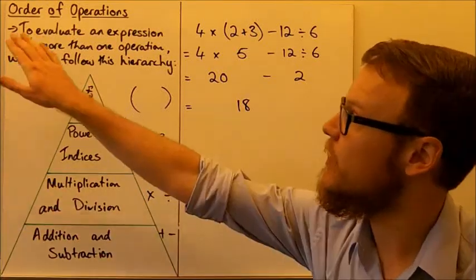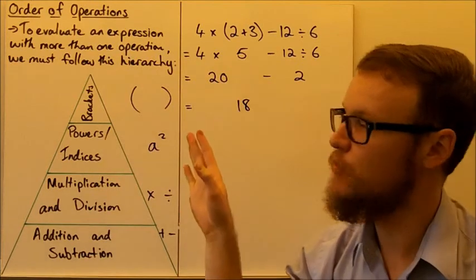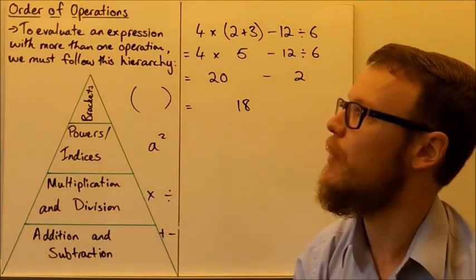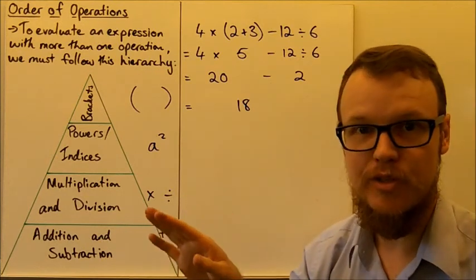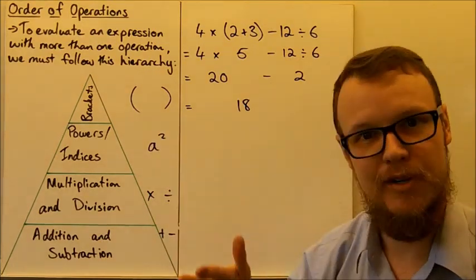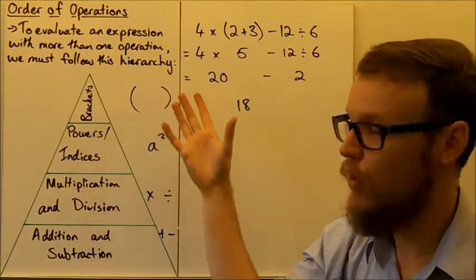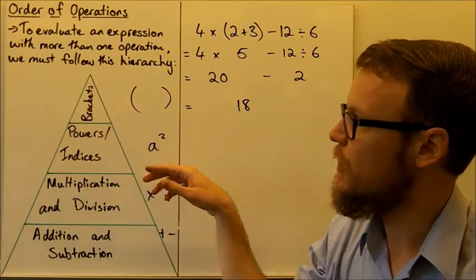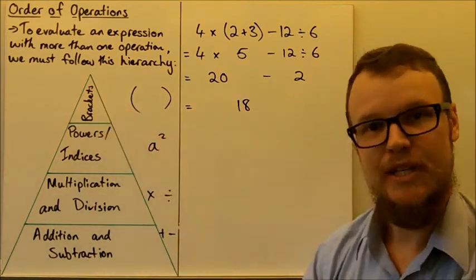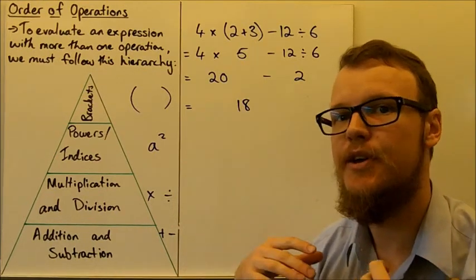Today we're going to talk about the order of operations. To evaluate an expression with more than one operation, we must follow this hierarchy. A hierarchy is similar to an algorithm. It's a step-by-step procedure, but a hierarchy means we start at the top and work our way down. To start with, we've got brackets at the top.